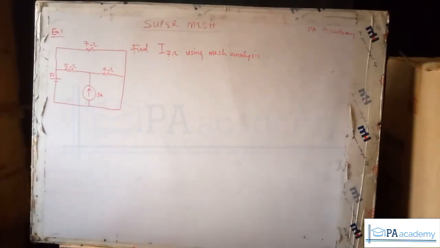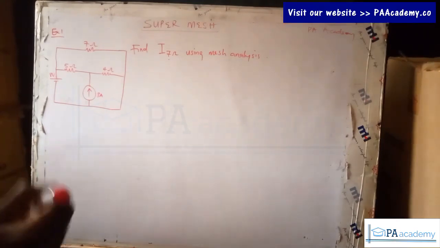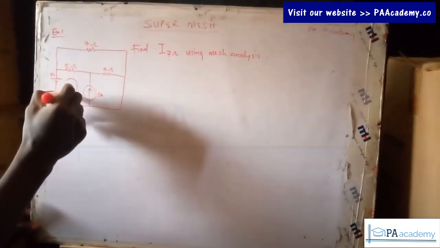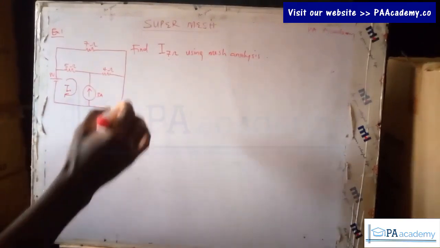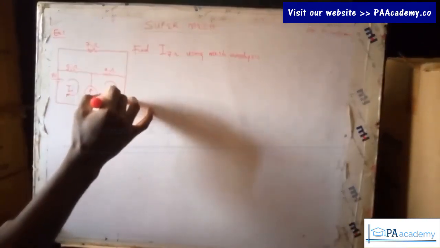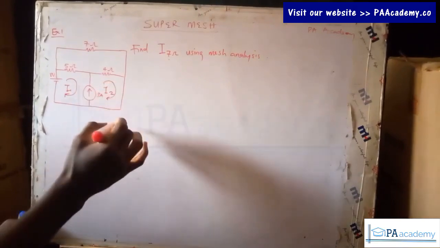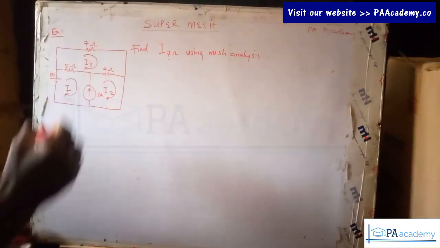The first thing you have to do is look at our diagram and pick our current direction. So let's pick a clockwise direction for this particular mesh. Let's call this I1. If you follow my videos, you notice I do use a clockwise direction, but you can decide to use anti-clockwise, you still get the same answer. And this is I2, and then for this particular one, let's take I3.